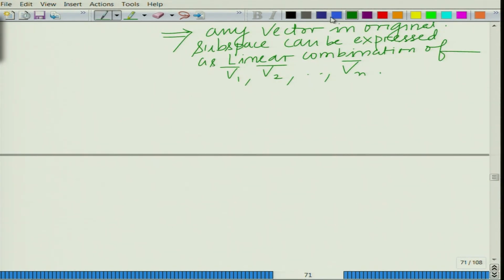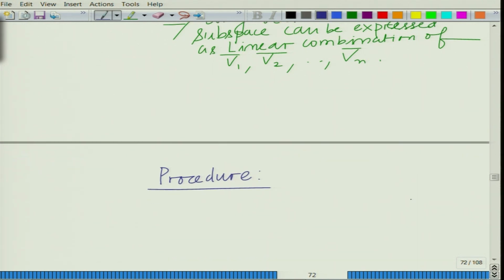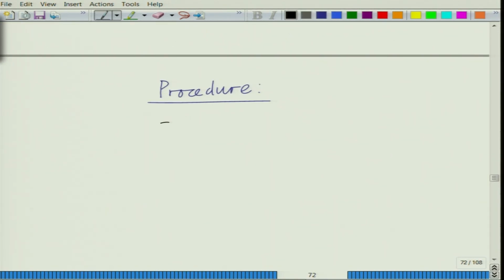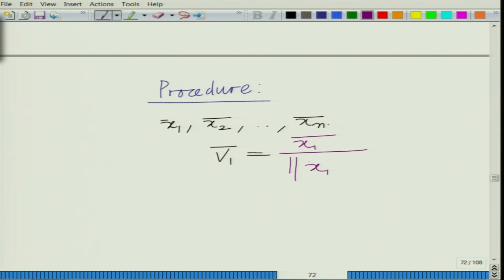So, how do we obtain this orthonormal basis? What is the procedure? The Gram-Schmidt procedure is as follows. We are given x1 bar, x2 bar up to xn bar. We start with v1 bar equals x1 bar divided by norm of x1 bar, right. So, this is the first one, v1 bar. You can see this will be unit norm because you are taking x1 bar and dividing it by norm of x1 bar.